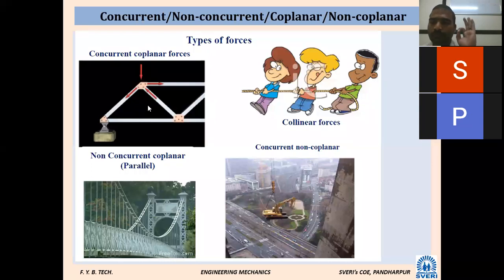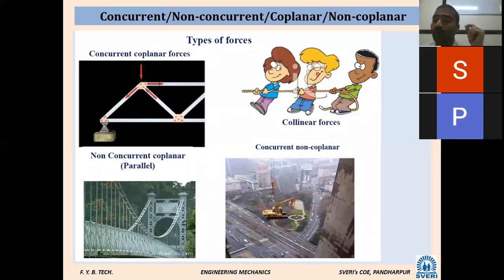So, planar means what? One plane. Which plane? One x-axis and one y-axis. See, this is the horizontal direction, this is the vertical direction. It means it has become one plane. All the forces which are acting on one particular plane are called coplanar forces. Remember this one, what I am saying. All the forces acting on one particular plane are called planar forces.